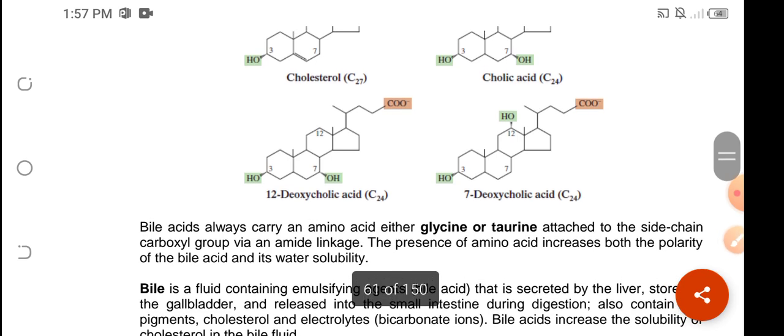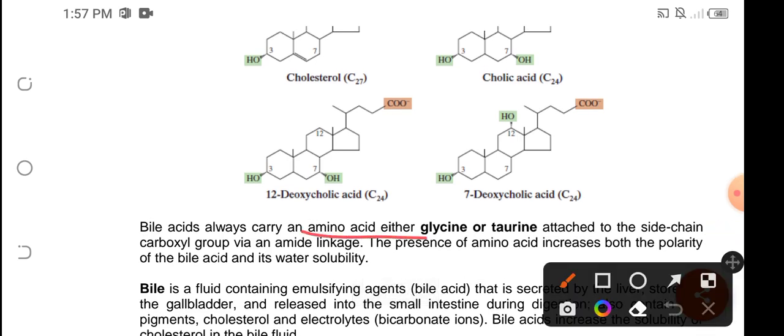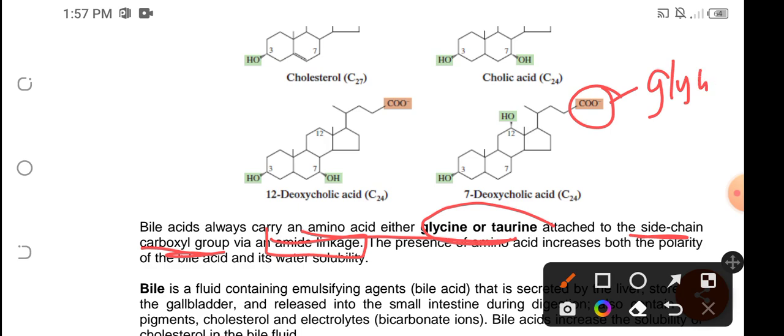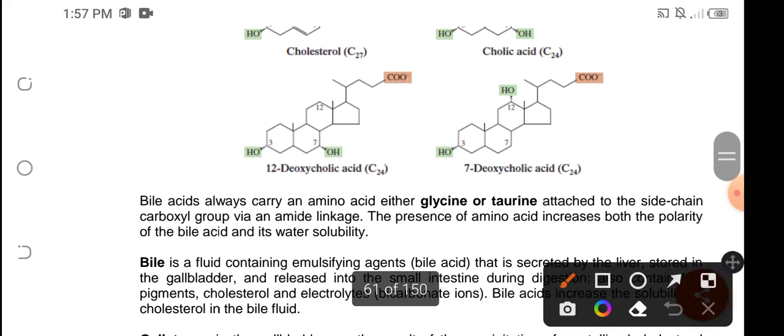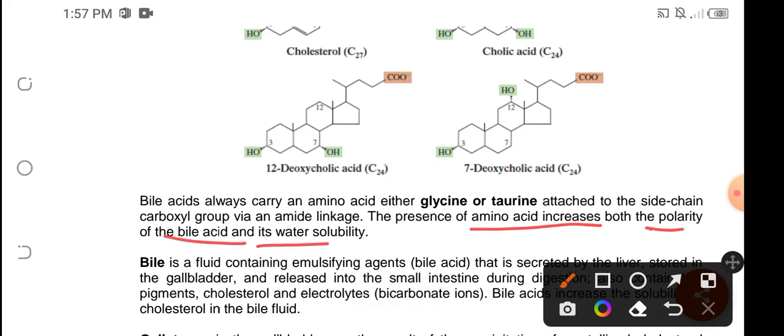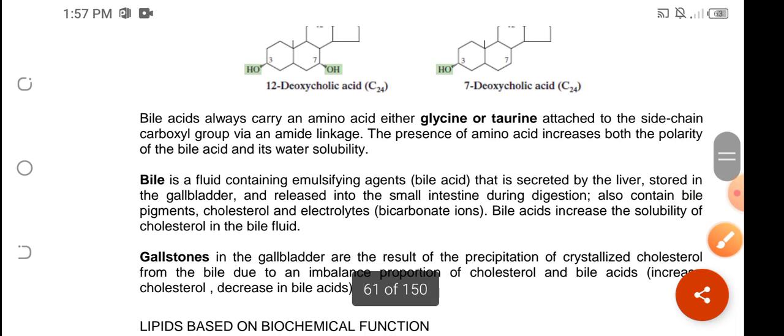Okay, now, the bile acid always carry an amino acid. So, either ang amino acid natin ay glycine or taurine. At naka-attach daw yan dun sa carboxyl group via amide linkage. So, dito sa part na to, dyan malalagay sila glycine or taurine. Okay, so meron dyan amino acid part. Okay, and this amino acid actually increases the polarity of the bile acid and its water solubility.